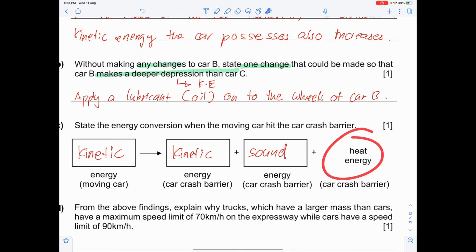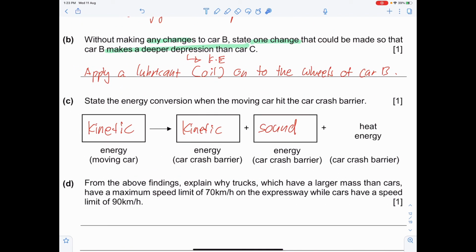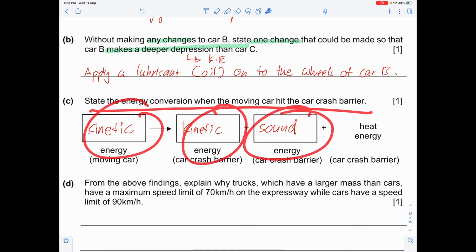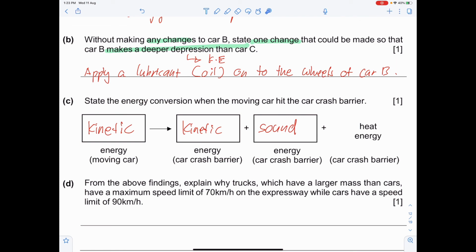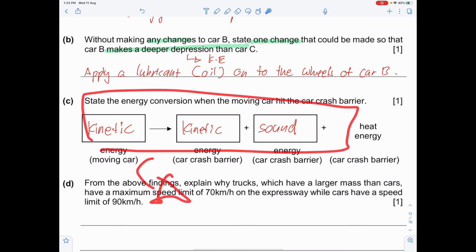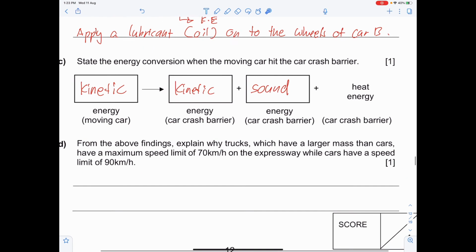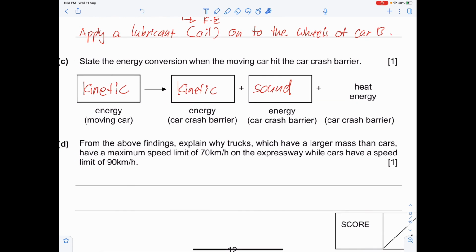Now, usually for this type of question, I must stress, I stress and stress and stress again. If in the exam they ask you to state the energy conversion, then they give you a few boxes to fill in. This is to help you answer the next question. That means you must make use of what you have here to answer the next question usually. Let me demonstrate for you. What do I mean? From the above findings, see, above findings is here. Explain why trucks which have a larger mass than cars have a maximum speed limit of 70 kilometers on the expressway, while cars have a speed limit of 90.